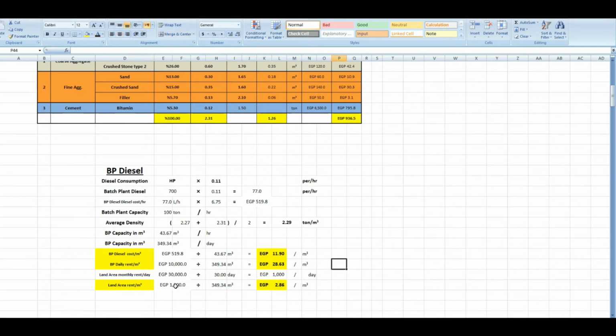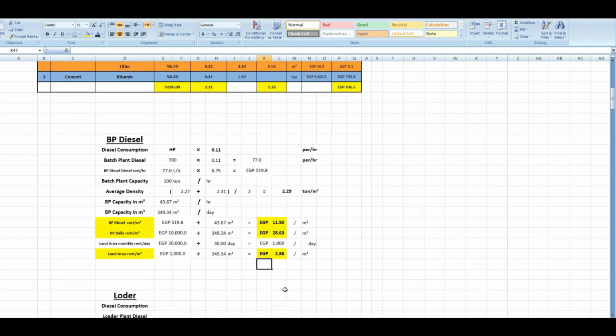The daily rent of the batch plant over the daily production, it means that the rent is loaded on the meter cubic by 2.86 equal 1,000 daily rent of the land area on which the batch plant is based over the daily production. It costs 2.8 something per meter cubic.